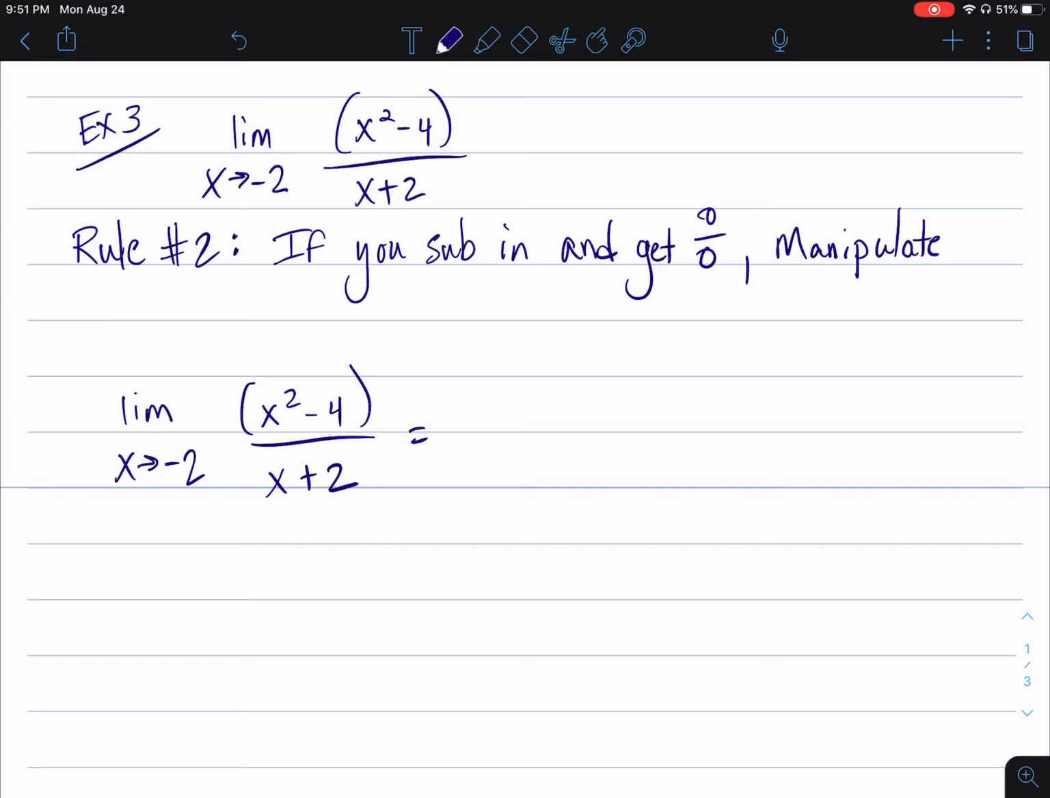Now, what I know about this is if I look at the top, I know that x squared minus 4 is a difference of squares, and that's something that I can factor. Every step that we do on these, you need to make sure that you are putting this limit symbol, because you will get points taken off if you're not.